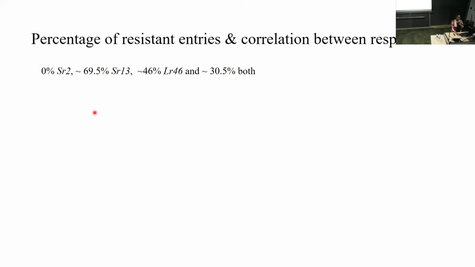For Sr13, about 70% of the durum genotypes we have carry Sr13. This gene is more prevalent in durum and is effective against all 13 lineages of Ug99, but it is defeated by the JRCQC race. Lr46 is an adult plant resistance gene for leaf rust, and this gene is tightly linked to the adult plant stem rust resistance gene Sr58. This is an indication that we may have some APR genes or some seedling resistance genes. And about 30% of the materials have both.